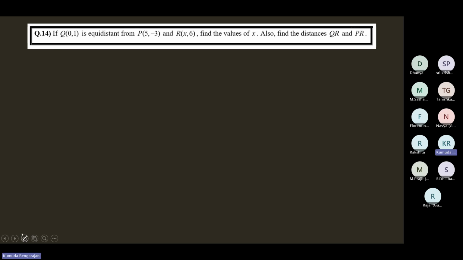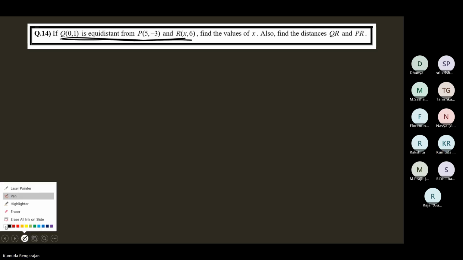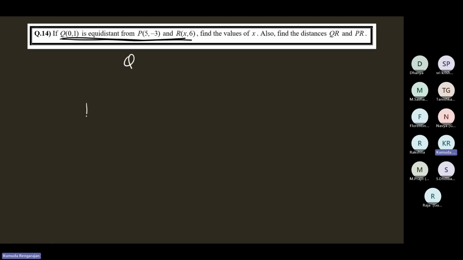If Q (0, 1) is equidistant from P and R. So we have Q and we have the points P and R. Q is equidistant from P and R. That means QP is equal to QR. Q is given by (0, 1), this is P (5, -3), and this is R (x, 6). Find the values of x.